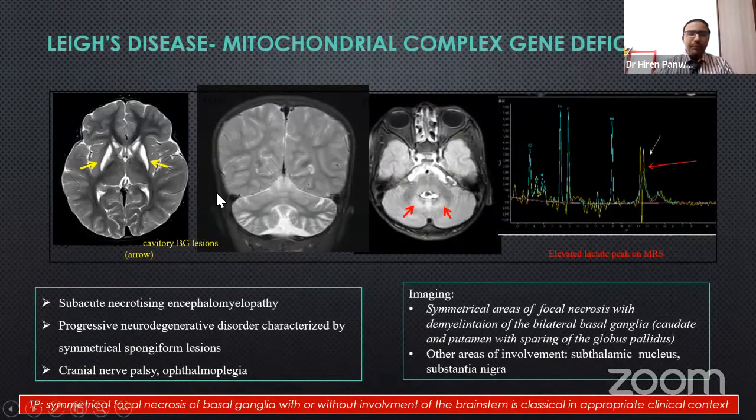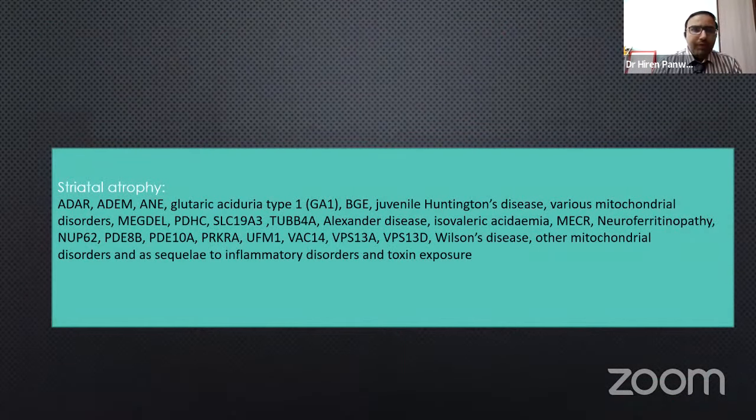Here, the clinical history is that the patient might have subacute necrotizing encephalopathy, and the lesions are spongiform, and the patient presents with ophthalmoplegia. So the clue here would be symmetrical areas of necrosis of the basal ganglia or cystic changes. Another thing I want to convey here is that many patients will have striatal atrophy on follow-up scans.